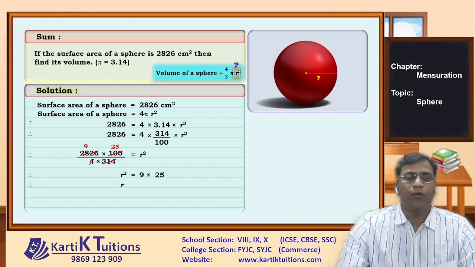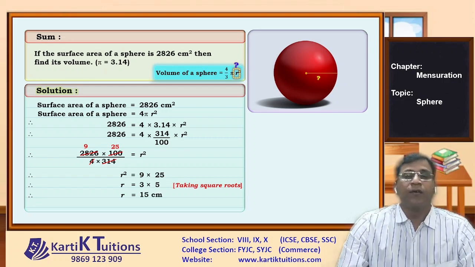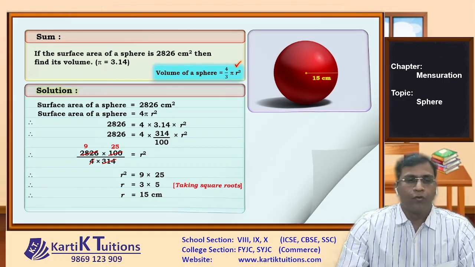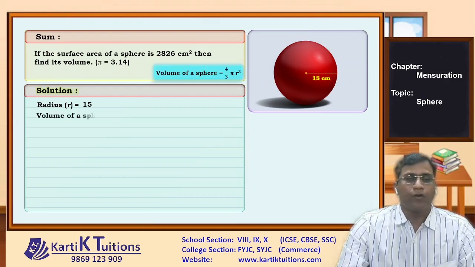So when we take the square root here, you will get 3 into 5, that is 15. So the radius of the sphere here is 15 centimeter. Now once you get this, we have to just apply the value of r in the formula of volume. So the volume of sphere is what? 4 upon 3 pi r cube.